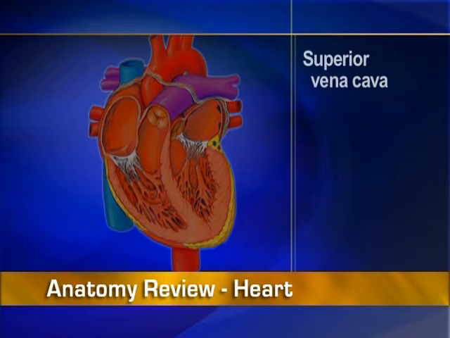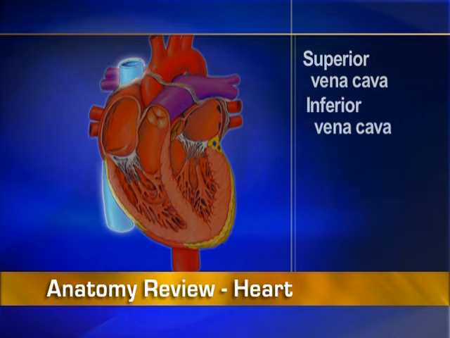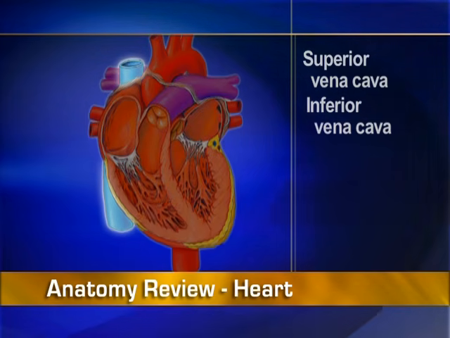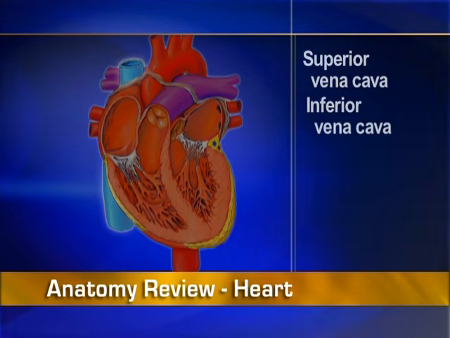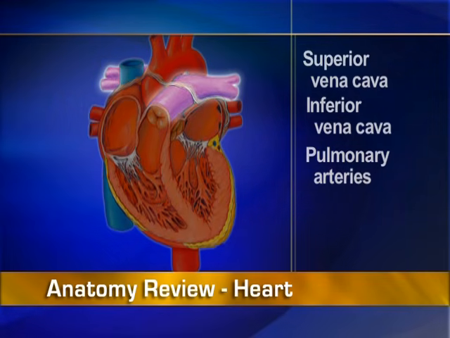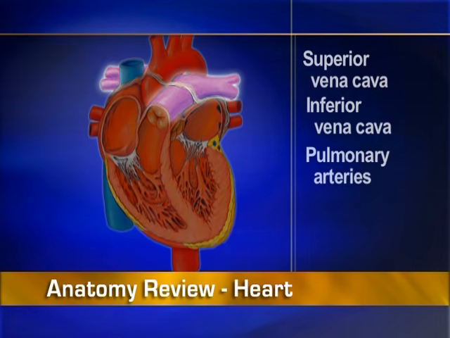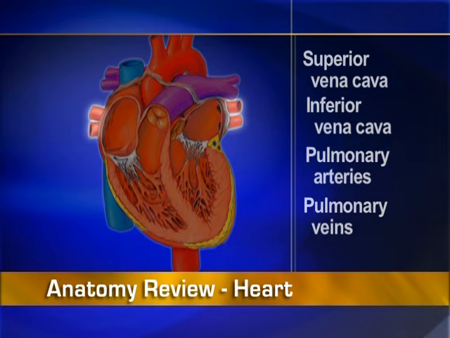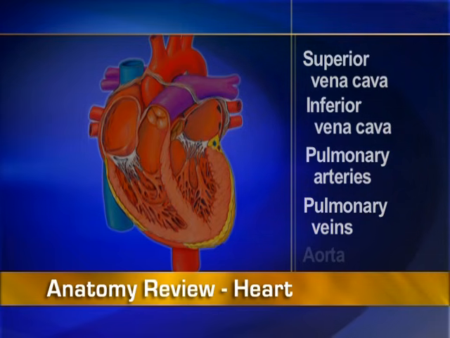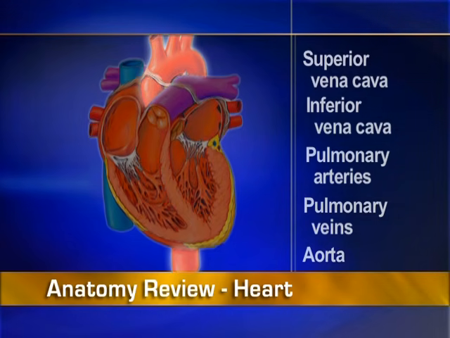The great vessels of the heart include the superior vena cava and inferior vena cava, which return unoxygenated venous blood to the right atrium. The pulmonary arteries leave the right ventricle and carry unoxygenated blood to the lungs. The pulmonary veins return freshly oxygenated blood to the left atrium. And the aorta carries it out to the body.